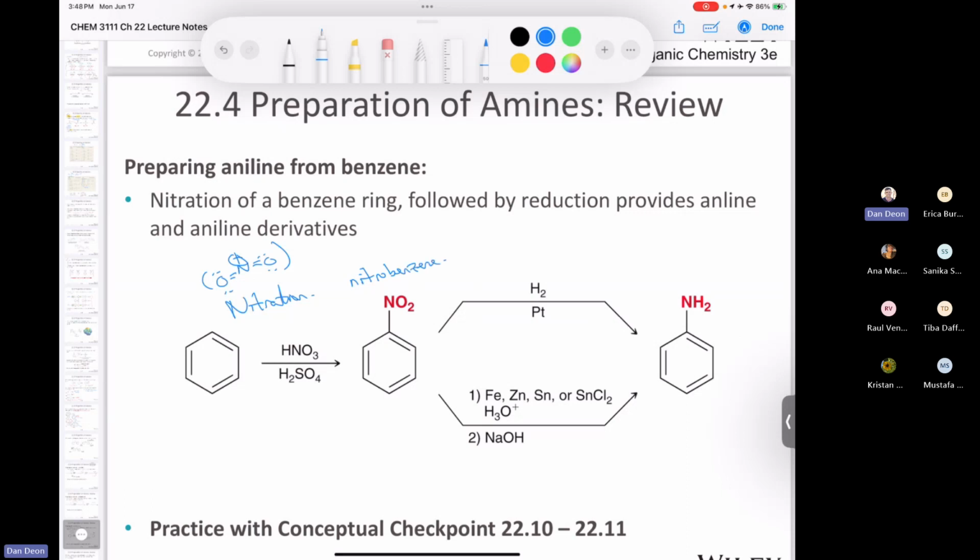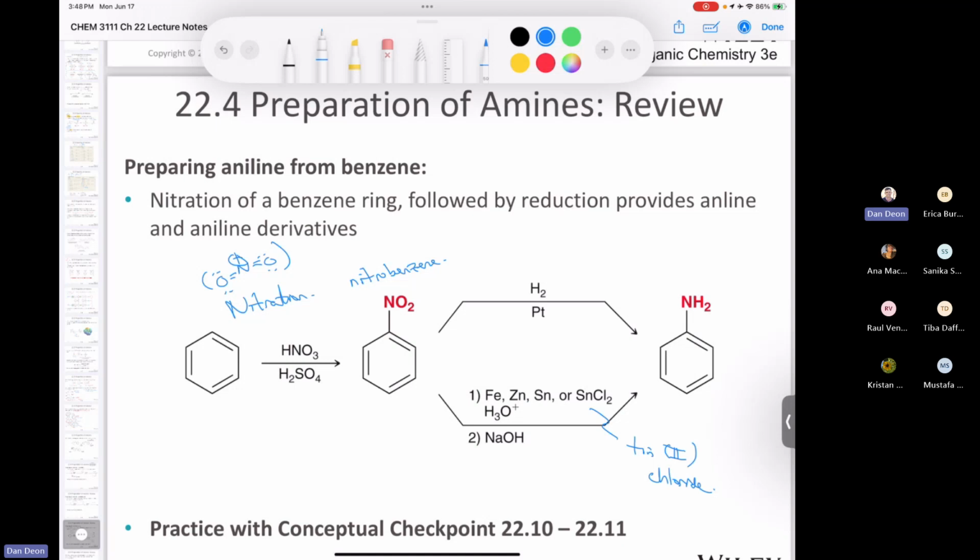Okay, you can reduce nitrobenzene by hydrogenation, or there's a whole holy host of ways that they're giving you to reduce it here. You can use iron metal, zinc metal, tin metal, or tin(II) chloride. You could use tin(II) chloride followed by sodium hydroxide.